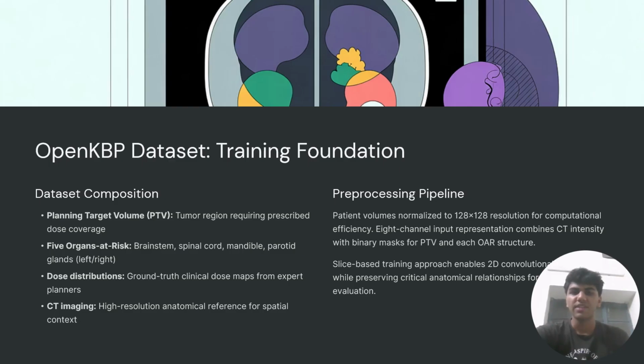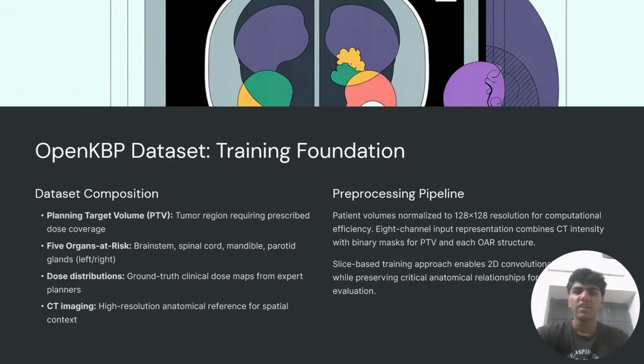In terms of pre-processing, all patient volumes were normalized to a 128 by 128 pixel resolution for computational efficiency. We constructed an 8-channel input representation by combining the CT intensity map with binary masks for the PTV and each of the 5 OARs, along with a combined structure mask. This representation effectively encodes both anatomical geometry and the evolving dose information, making it suitable for convolutional architectures.